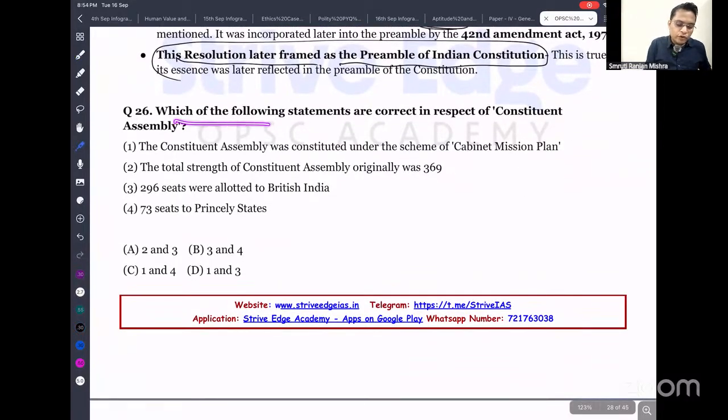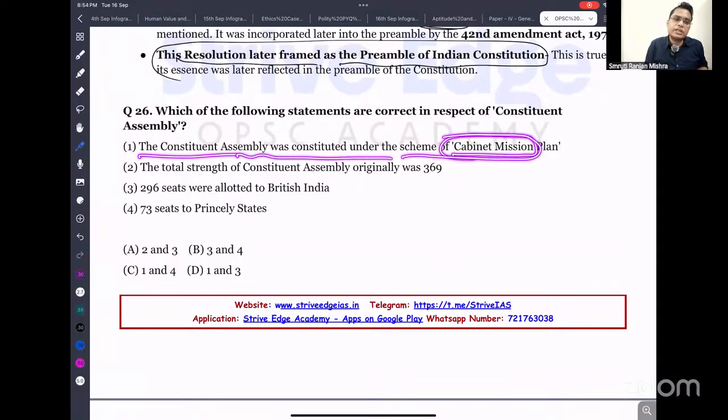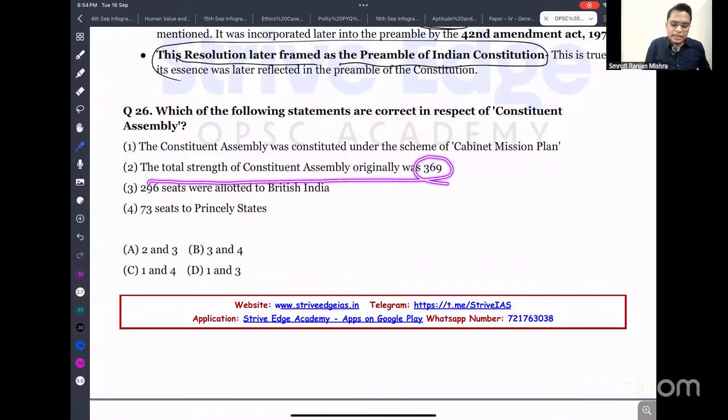So next important question. Which of the following statements are correct in respect of the Constituent Assembly? The Constituent Assembly basically aims to prepare the Constitution of India. The British gave this power to the Indians to make this constitution under the Cabinet Mission. Yes, this answer is right. The Constituent Assembly was constituted under the Cabinet Mission. Yes, it is right. The total strength of the Constituent Assembly is 369.